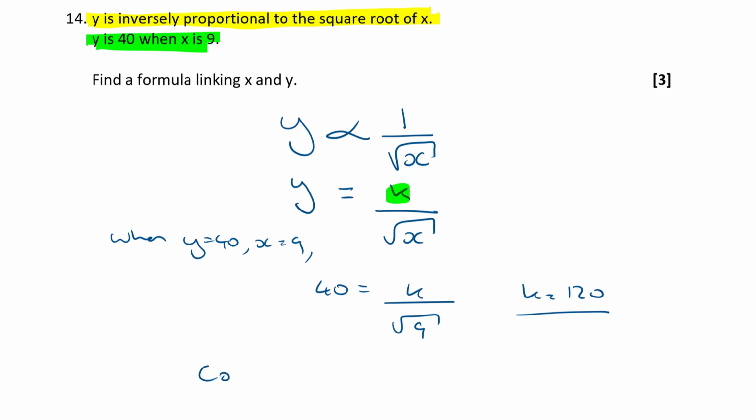And so the complete formula is y equals 120 over the root of x, like that. That's the complete formula. Okay, so very, very standard. They give you the relationship, they give you a pair of values to work out what k is, and then you do that, and then you write down the complete formula for the 3 marks.